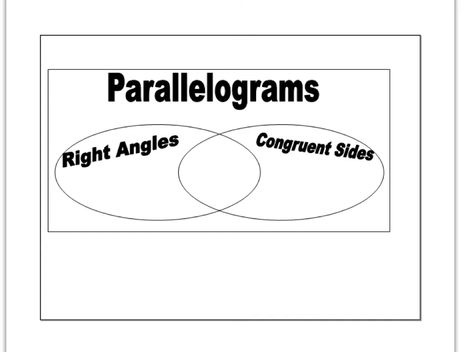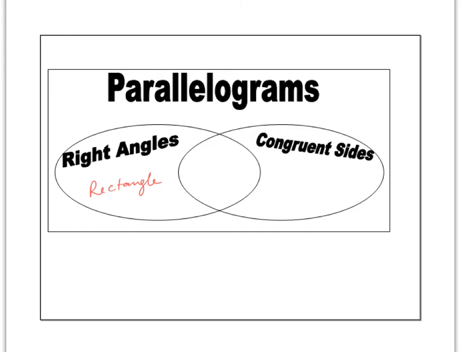Let's take a look at this Venn diagram. Let's think about some of the types of quadrilaterals we've learned about. We've learned about parallelograms. Parallelograms are quadrilaterals with 2 pairs of parallel sides. Now, can you think of a type of parallelogram that has right angles also? If you're thinking rectangle, you're right. A rectangle is a type of parallelogram, but it also has 4 right angles.